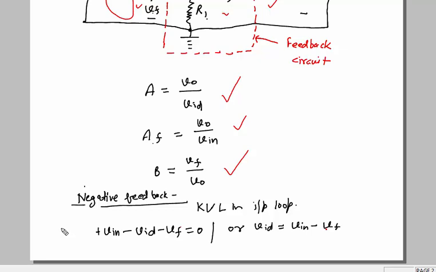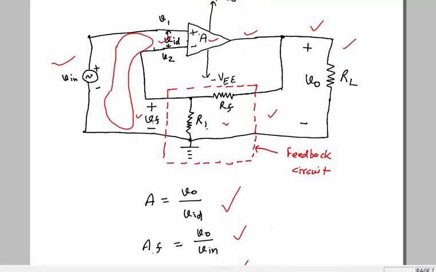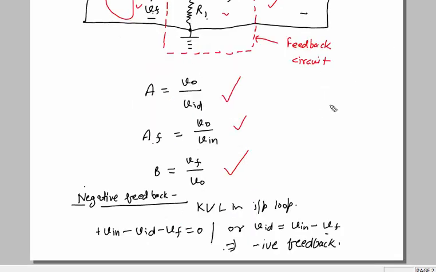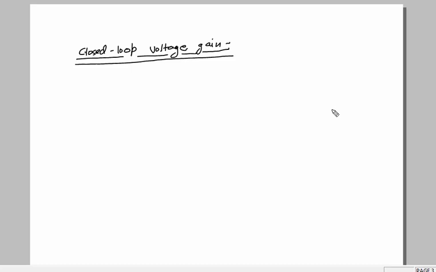Here V in is the input voltage, VF is the feedback voltage, and VID is the difference of the input voltage. So clearly it is a negative feedback. If we wanted positive feedback, we would have changed this polarity. Let us represent this as equation number 1, VID equals V in minus VF. Now we are going to determine the closed loop voltage gain, or the gain with feedback.